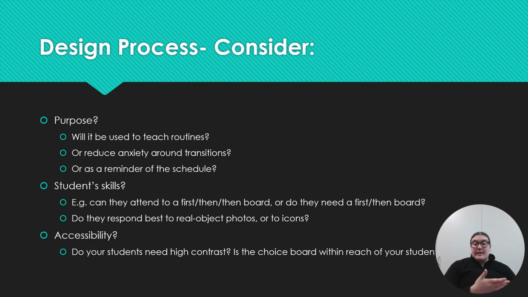Do we need to consider that a student is in a wheelchair and therefore needs to be able to access the visual schedule on their wheelchair tray? Do we need to consider that maybe having a visual schedule on the whiteboard is too hard to see for a student with a visual impairment? Do we need to consider that we may need to include signs for a student who is deaf? Things like that.